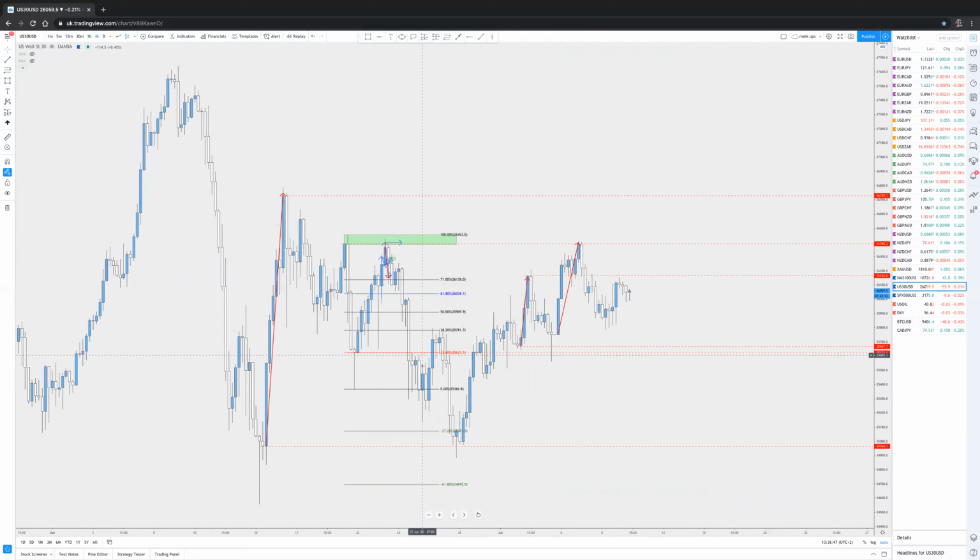But as we can see, structure had to break there. We had to trend coming down here. Structure had to break there. We had to trend a bit going up there. Structure had to break there. And I'm talking about the lower time frames. And then we had to trend to come down.